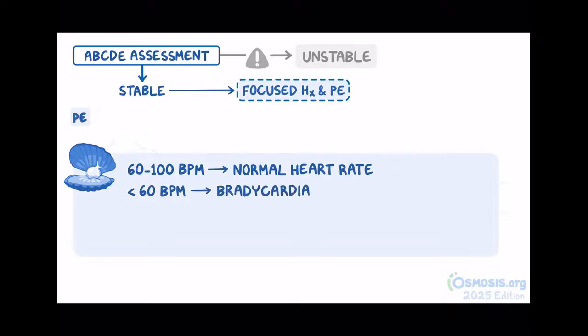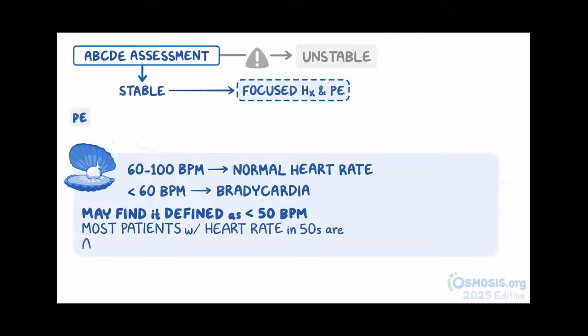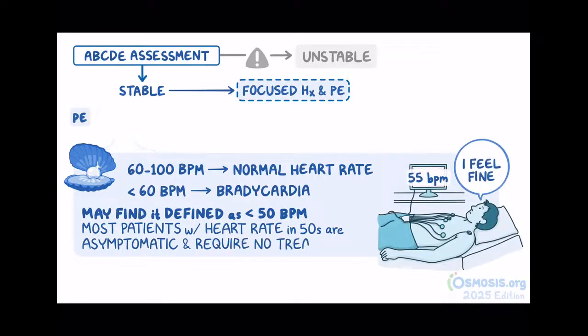Here's a clinical pearl. The typical definition of a normal heart rate is between 60 and 100 BPM. However, although technically anything below 60 BPM should be considered bradycardia, you may find it defined as below 50 BPM since most patients with a heart rate in the 50s are actually asymptomatic and require no treatment.